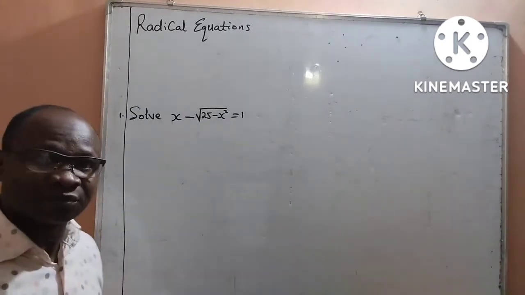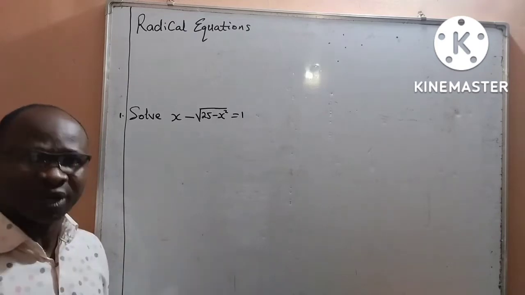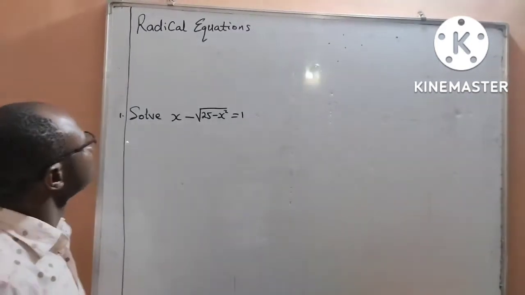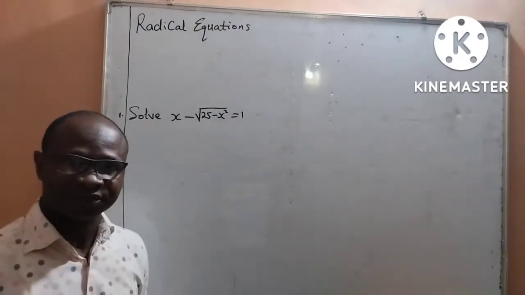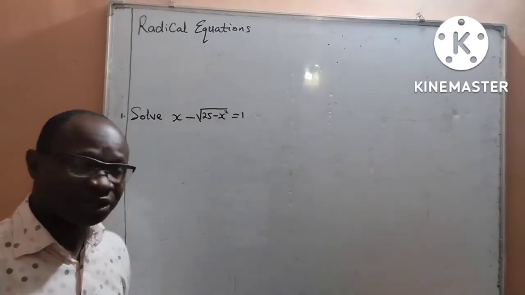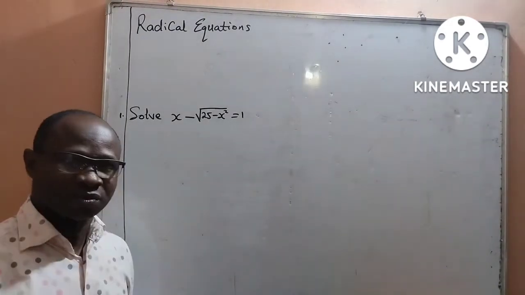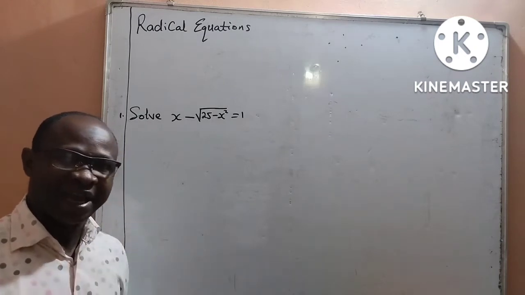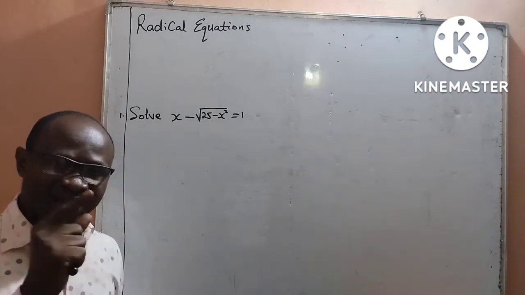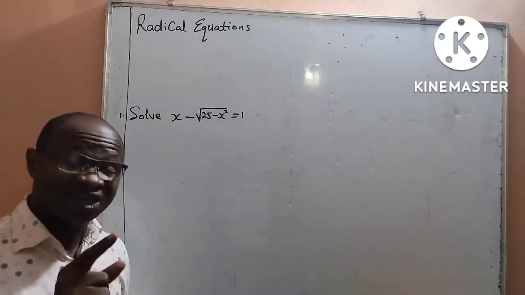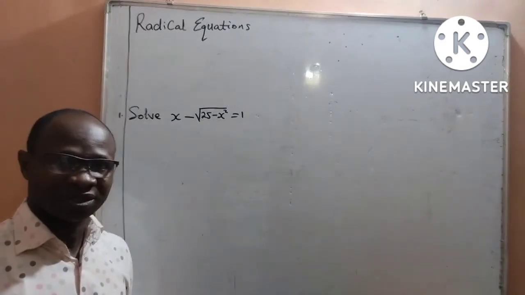We want to solve one question today from radical equations. But to start with, what is a radical equation? A radical equation is an equation where we have a variable under a square root sign. That is what we call a radical equation.